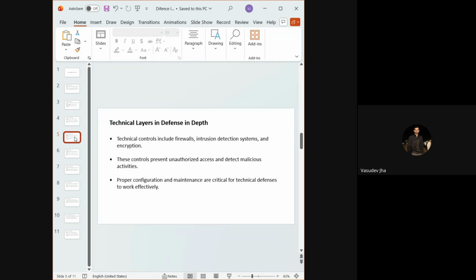Then we have technical layers in DID. Technical controls include firewalls, IDS, and encryption. These controls prevent unauthorized access and detect malicious activity. Proper configuration and maintenance are critical for technical defense to work efficiently. In the technical layer, for example, you can see that we have security tools: your firewall, IDS, IPS, encryption.